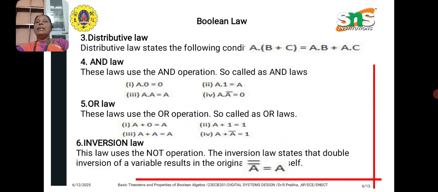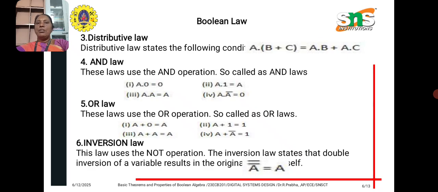For example, a dot a is equal to a. And the complement gives the 0 value in AND operation, that is a dot a bar is equal to 0. And next is the fifth law, the OR law, the addition law. So in OR law, a plus 0 is equal to a and a plus 1 is equal to 1.